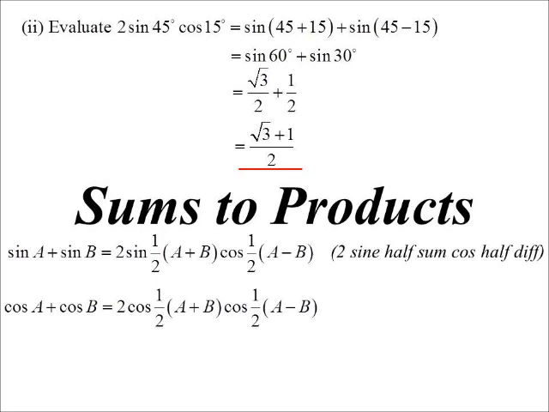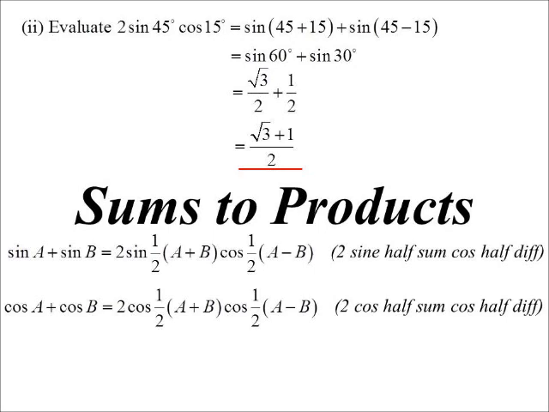same, but instead of sine we've got cos. So for sine it's 2 sine half sum cos half diff, whereas in cos it's 2 cos half sum cos half diff. Notice they're both cos half diff. And the first one just matches whichever one we're playing with.